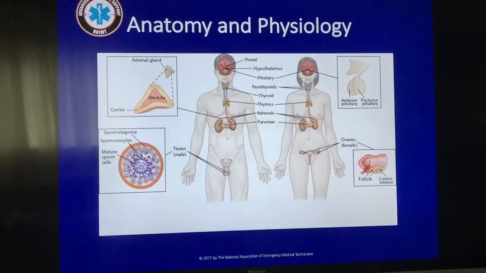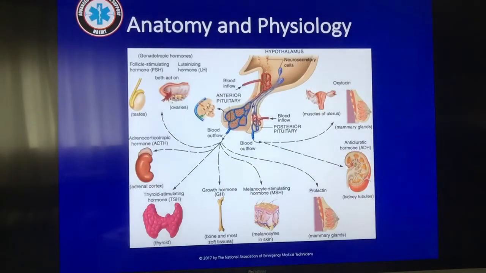So the endocrine anatomy is a bunch of organs that secrete hormones. These hormones are then sent through the bloodstream or directly to other organs to secrete and regulate other portions of the endocrine system. Here we see the posterior pituitary from the hypothalamus, and then the anterior pituitary, what hormones it regulates, and how it works to create homeostasis within the body.